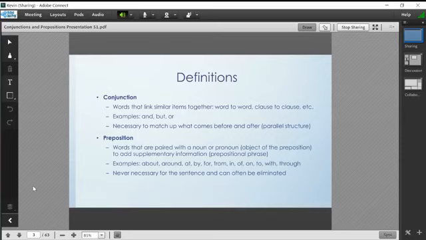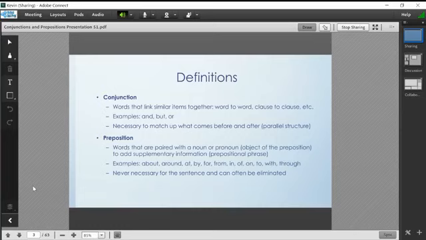They are basically linking words. They link one word to another, or one phrase to another. What it does is set up the parallel structure between those words, clauses, or phrases, whatever you have. Then we also have prepositions.